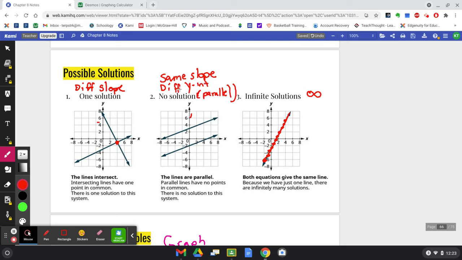If they have the same slope and the same y-intercept, it would be the exact same line, which would give us infinite solutions. So infinite solutions have the same slope and the same y-intercept because they are essentially the exact same line.